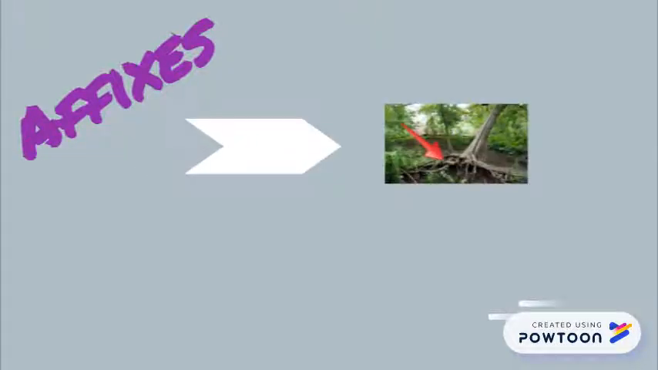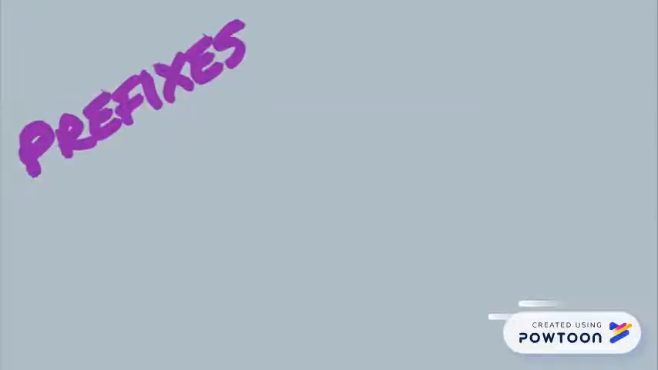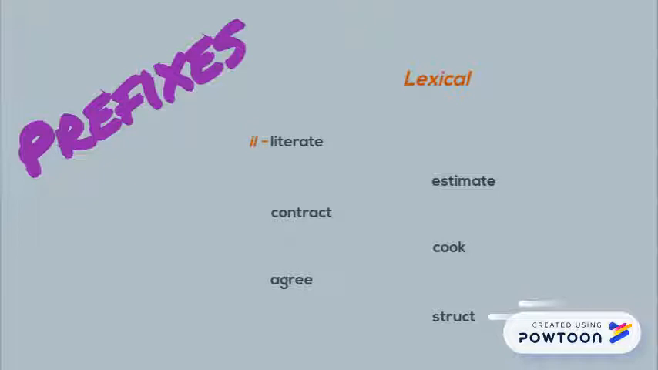So now let's look at affixes. Affixes before a root are prefixes, and affixes after a root are suffixes. Prefixes have a lexical role, which means they allow the construction of a large number of new words, like illiterate, underestimate, subcontract, overcook, disagree, and obstruct.